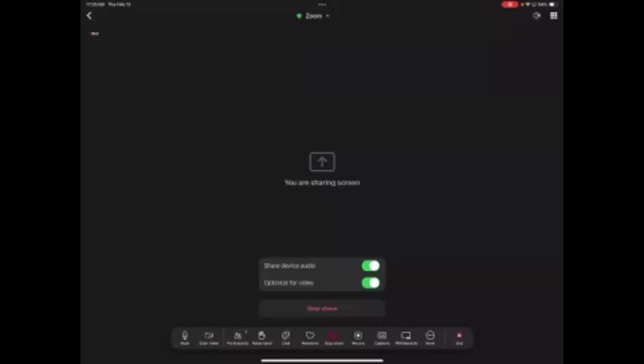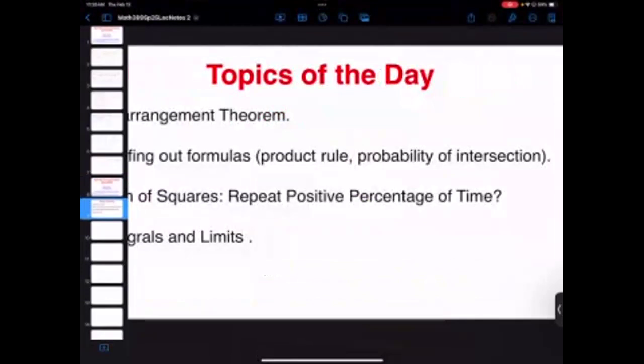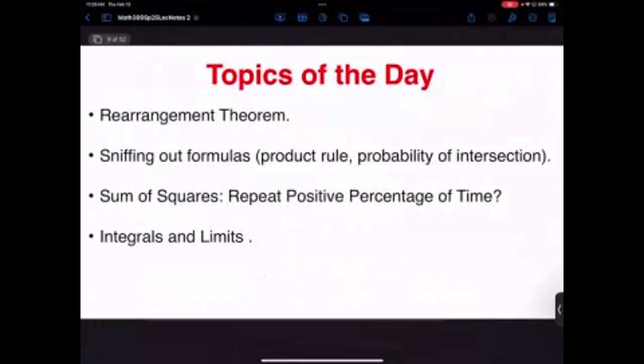All right. Welcome to Math 389 Advanced Analysis. This is what we will consider as Lecture 3. And so I wrote down 4 things that I wanted to talk about today. So the rearrangement theorem, sniffing out formulas, sums of squares, and integrals and limits.